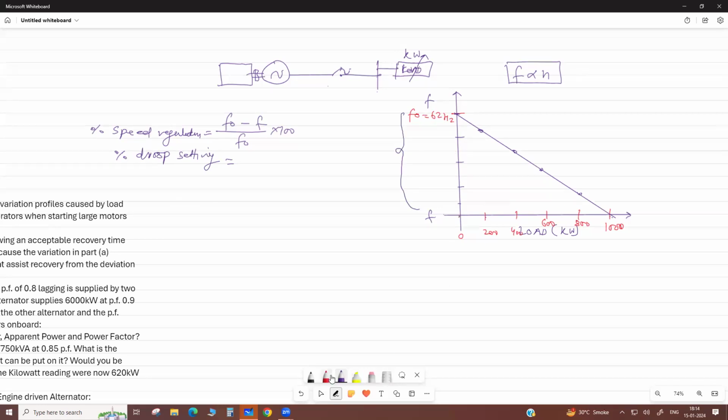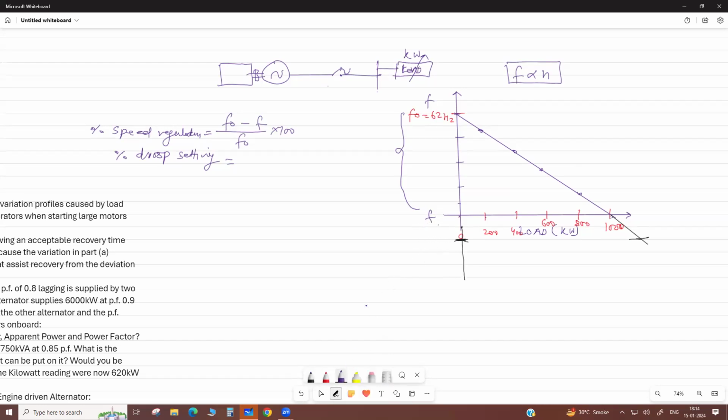If we further increase the load, then the alternator will overload, and the bus bar frequency drops again further, for this much of load. So here maybe it is up to 60 hertz. Here maybe it is 59.5 hertz. Further drop. Clear?